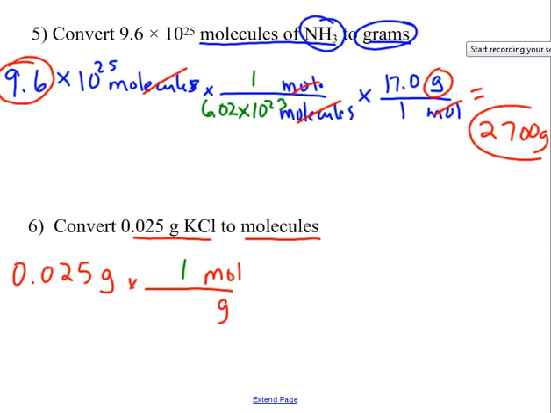Remember, it's always 1 mole is equal to some number. In this case, this is molar mass, so we have to look up and know that the molar mass of KCl is 74.6 to the nearest tenth. So 74.6 will go in the denominator. If we leave the problem like this, our final unit would be moles, which is not what we're trying to do. We're trying to get to molecules.